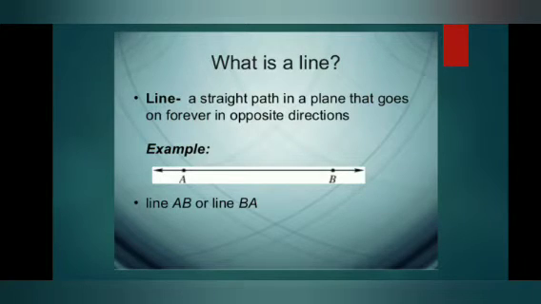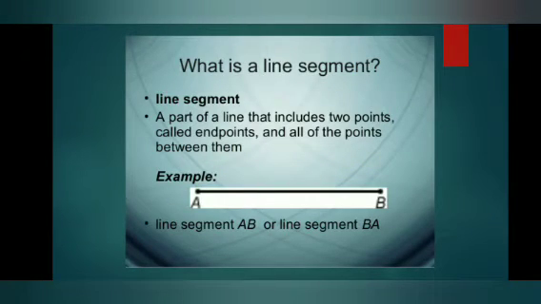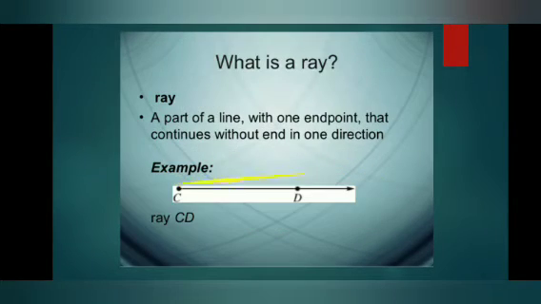Now, what is a line? A straight path in a plane that goes on forever in opposite directions. So an example of a line AB is given and you can read it as line AB or line BA. What is a line segment? A part of the line that includes two points called endpoints and all of the points between them. Example, line segment AB or line segment BA.